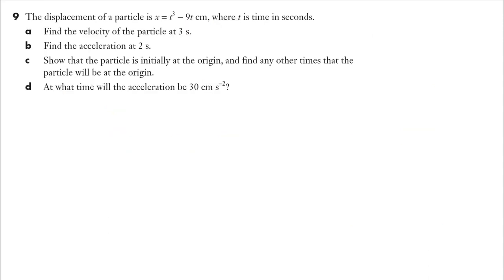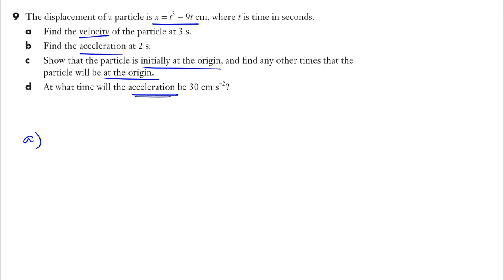On to question 9. The displacement of a particle is equal to t cubed minus 9t. We want to find the velocity, we want to find the acceleration, we want to show that the particle was initially at the origin and find any other times when it was at the origin. It's an interesting question. And at what time will the acceleration be equal to 30? One of the cool parts about using calculus now in your maths is if you have an equation that models a system, you can determine its speed and acceleration and its distance from the origin at any time in the future.